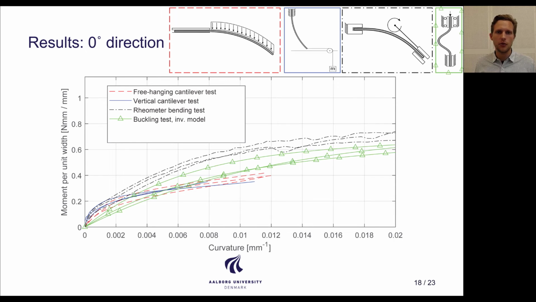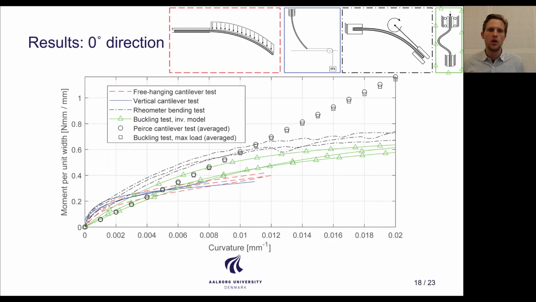If we then include the buckling test using the inverse modeling framework, you can see that the agreement is not very good in the beginning, and at higher curvatures it's somewhere in between the previous tests. And then lastly we have the two constant curvature independent bending stiffness tests, namely the Pierce test and the buckling test. But as the other tests suggest that there is a strong nonlinear moment curvature relation, the applicability of these tests is probably questionable.